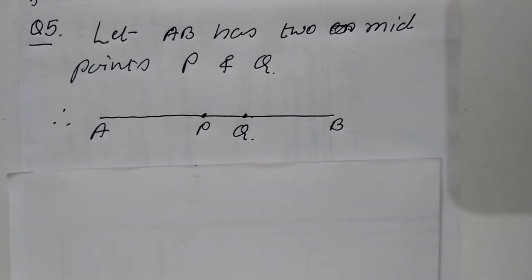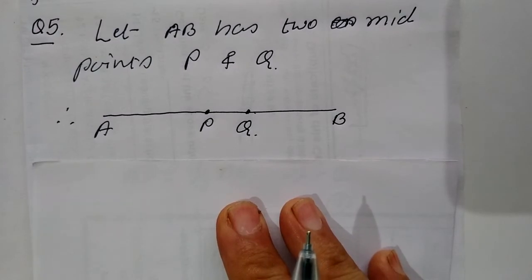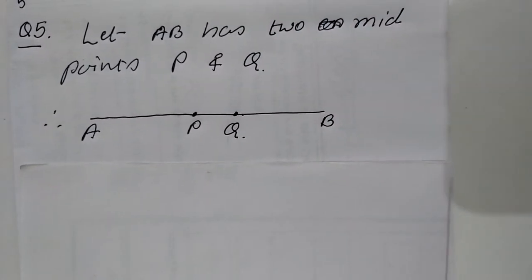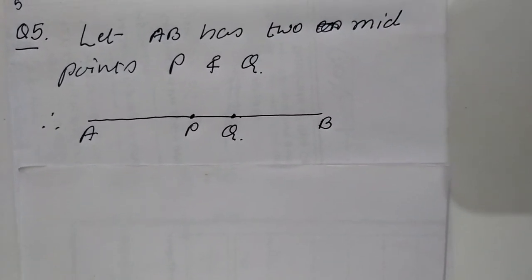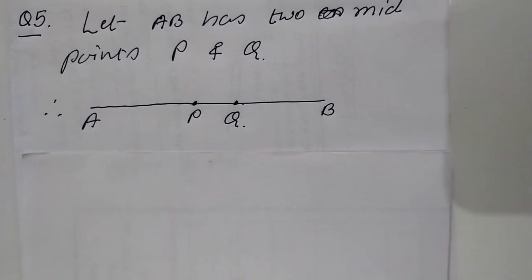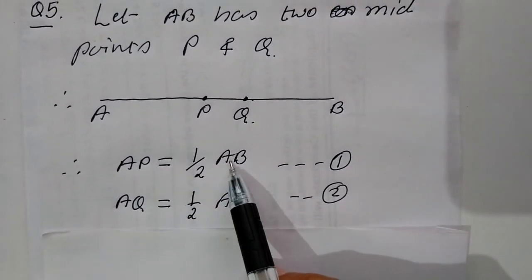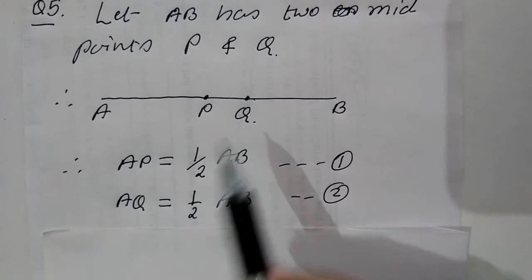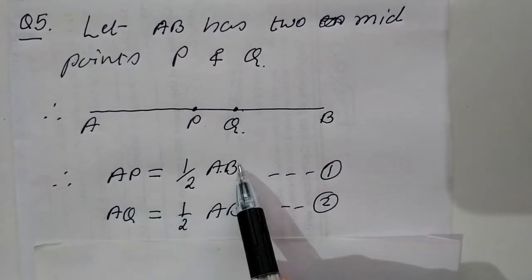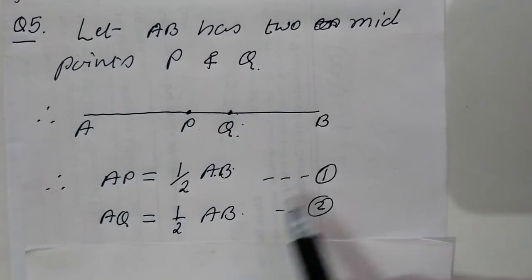Now children, can you try yourself? Before I remove this paper, you try yourself what we have to prove. P equal to Q, because we know that a line segment has only one midpoint. That we want to prove actually. Now second step I am writing. AP is equal to half AB. Reason is above question number 4. If P is a midpoint of AB, then AP equal to half AB. Q is also a midpoint of AB. So AQ equal to half AB from 1 and 2.